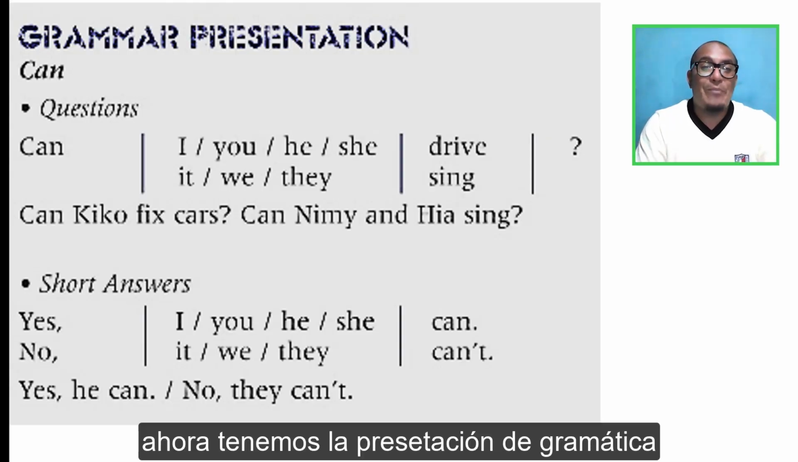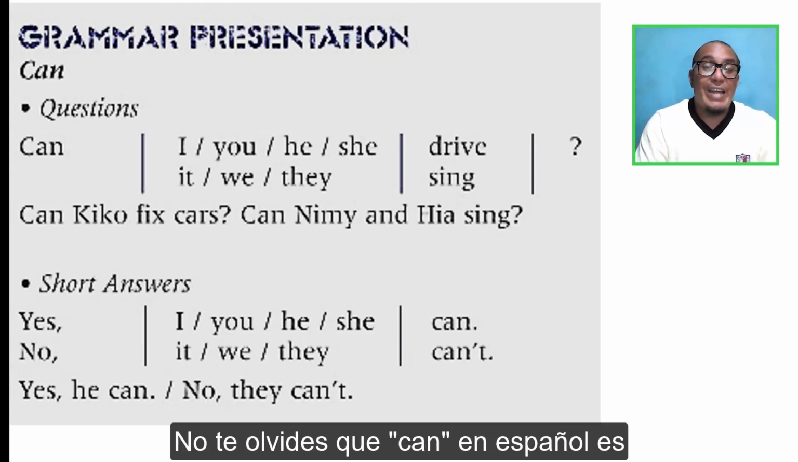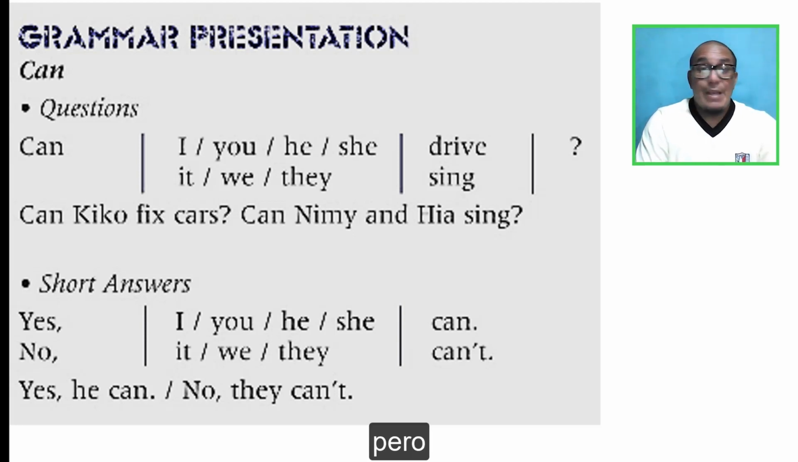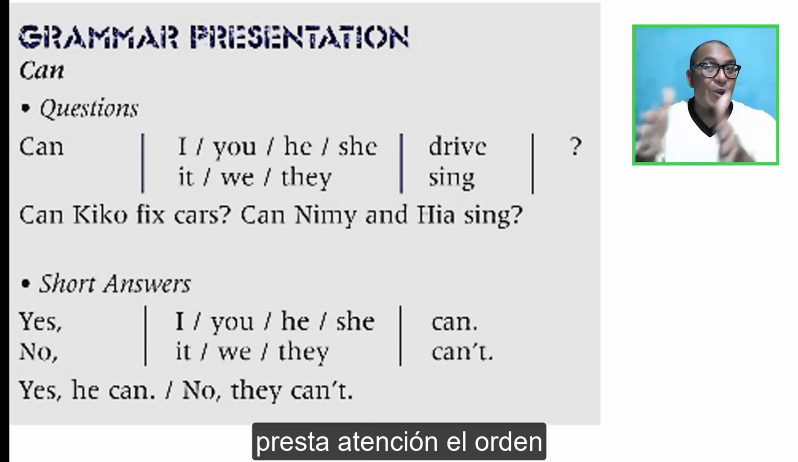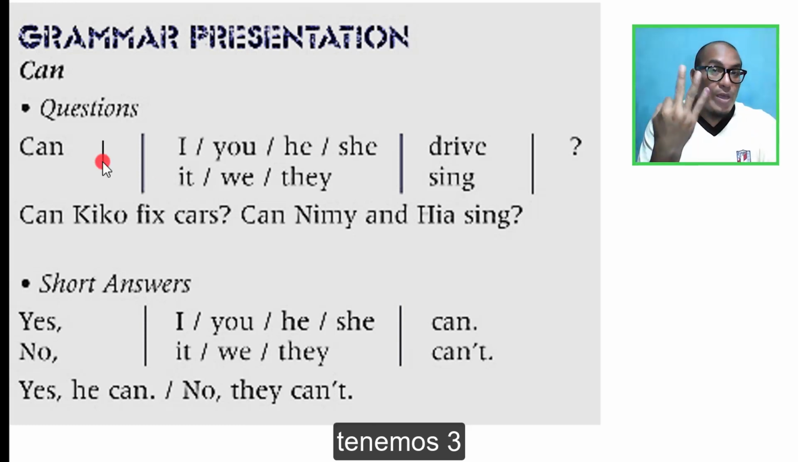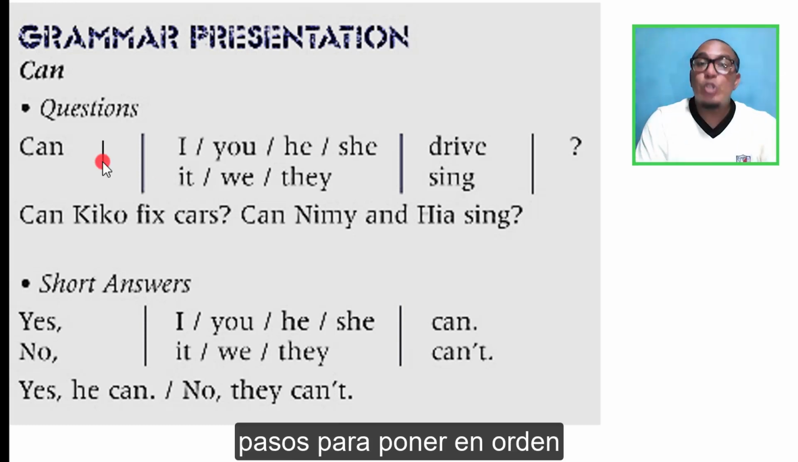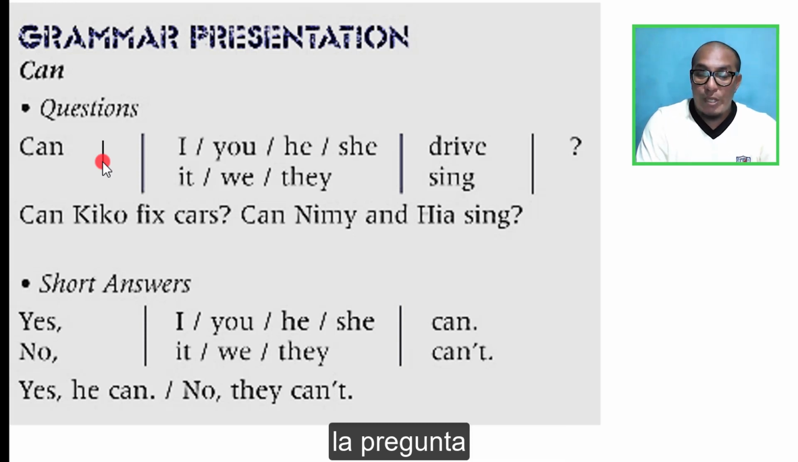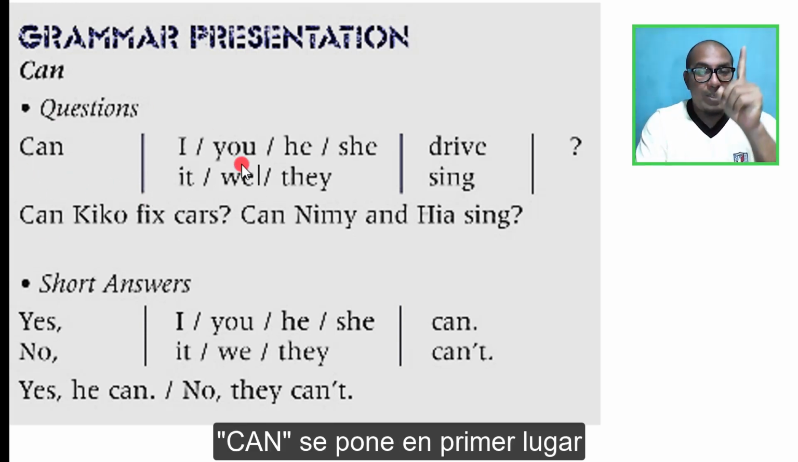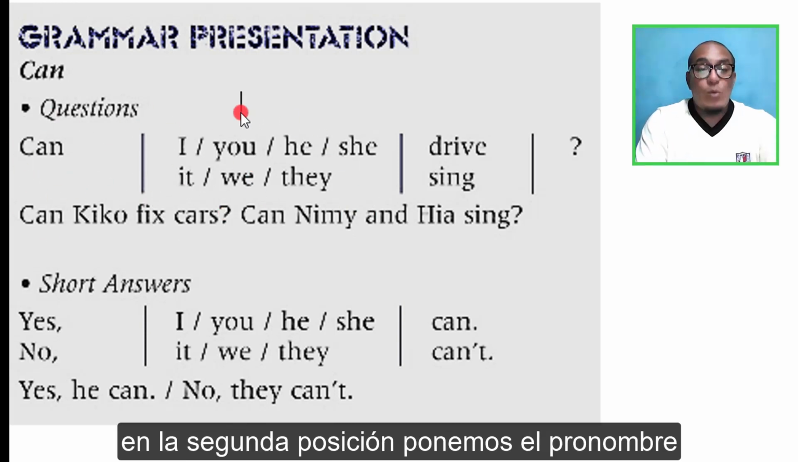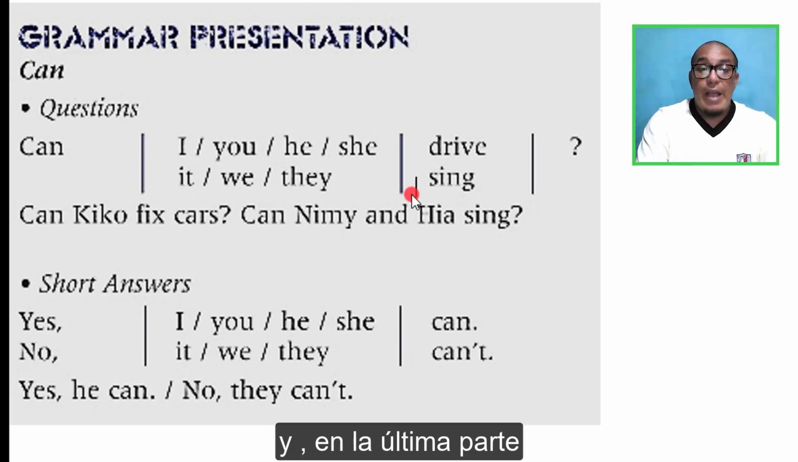Now we have the grammar presentation. Don't forget, can in Spanish is poder. But pay attention to the order. We have 3 steps to put the question in order. Can is in the first place. In the second place, we have the pronouns. And in the last part, we put the verbs.